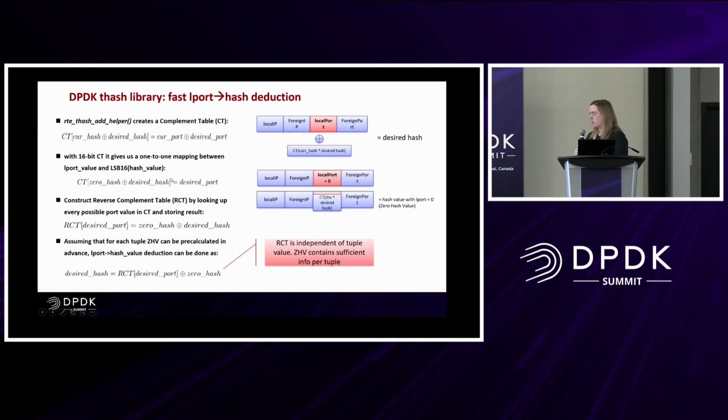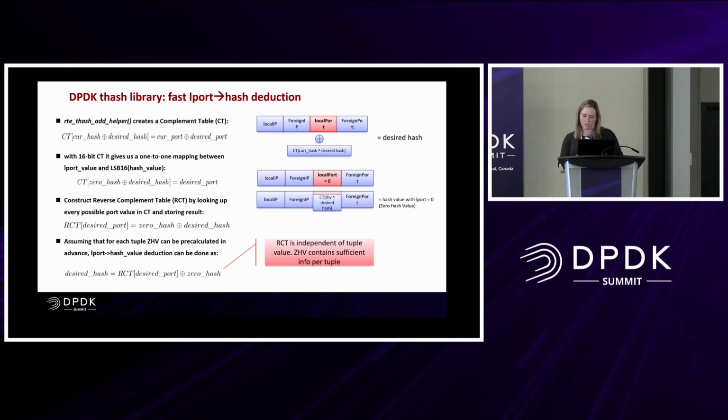That's quite an interesting relationship, because what it means is that what we can do at initialization time is run through the entire complementary table, look up the value for every possible port, so UINT16_MAX, and then store it. As long as you know the 0 hash value, that is the hash value of the flow you want with the L port set to 0, you can just do a simple lookup in the reverse complementary table and XOR it with this 0 hash value.